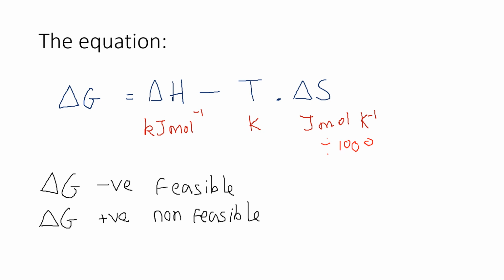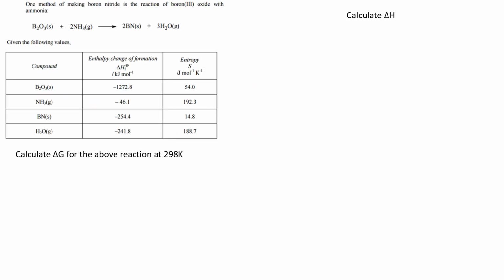And let's have a look at some examples. So here you've got a reaction that makes boron nitride, BN, and you're given a balanced chemical equation for it. You've then got two columns of data. You've got the enthalpy of formation of the four compounds, and then you've got the entropy in the next column. Once again, notice those units. Entropy is measured in joules per mole per Kelvin, whereas enthalpy of formation is in kilojoules per mole. The aim of the question is to calculate delta G. But before we get to that, we need to calculate delta H and delta S.